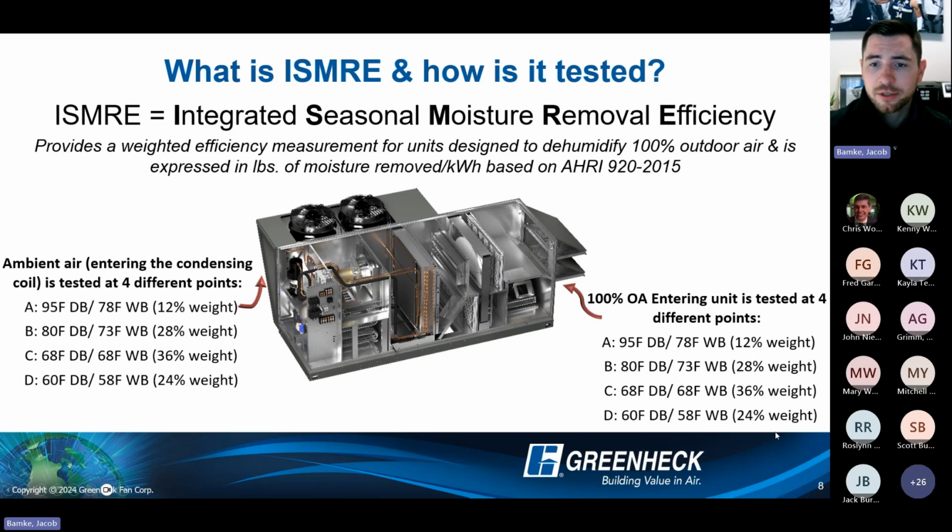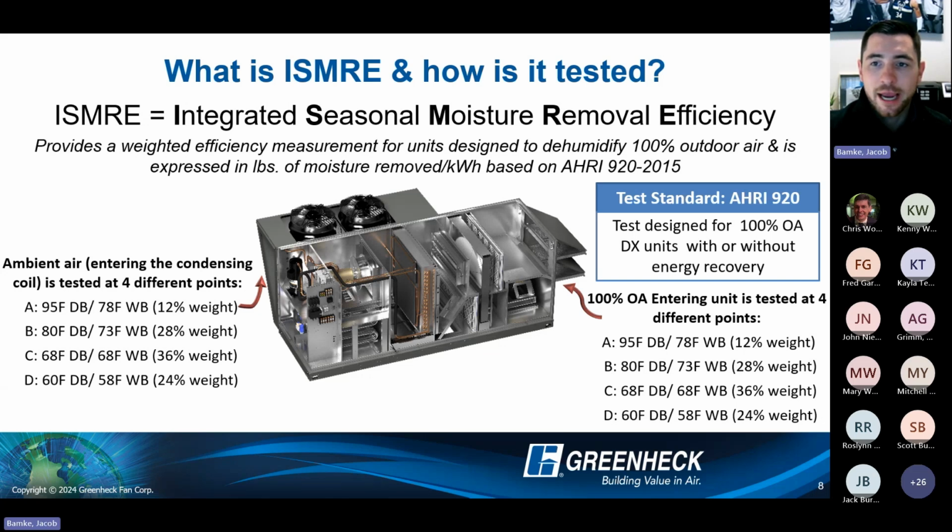And then one other thing you'll see with this is the weights change as well. A little bit more geared towards full capacity days just because you're designing more of your DOAS equipment for those full capacity days. However, still only 12% is your full load day. And this is test standard HRI 920. And again, this was really laid out to focus truly on those 100% outside air systems.